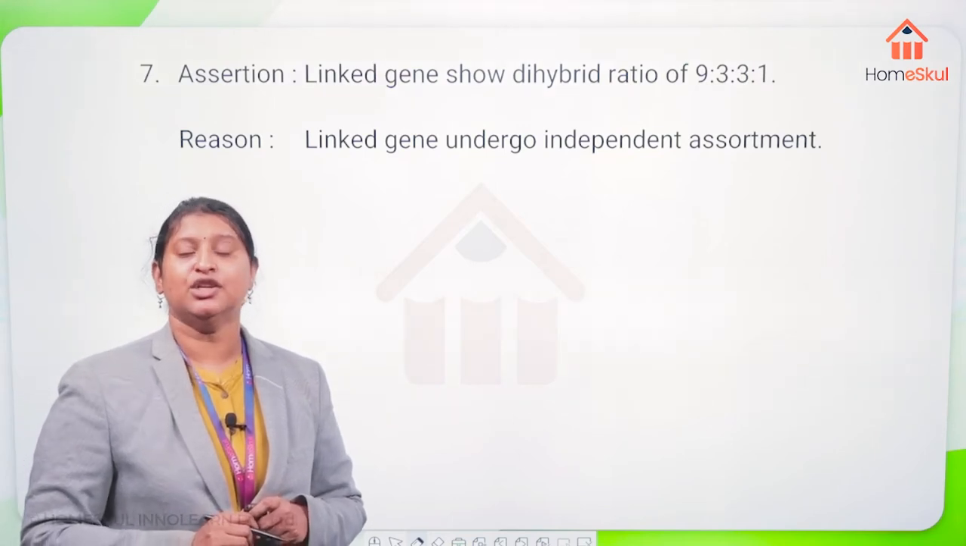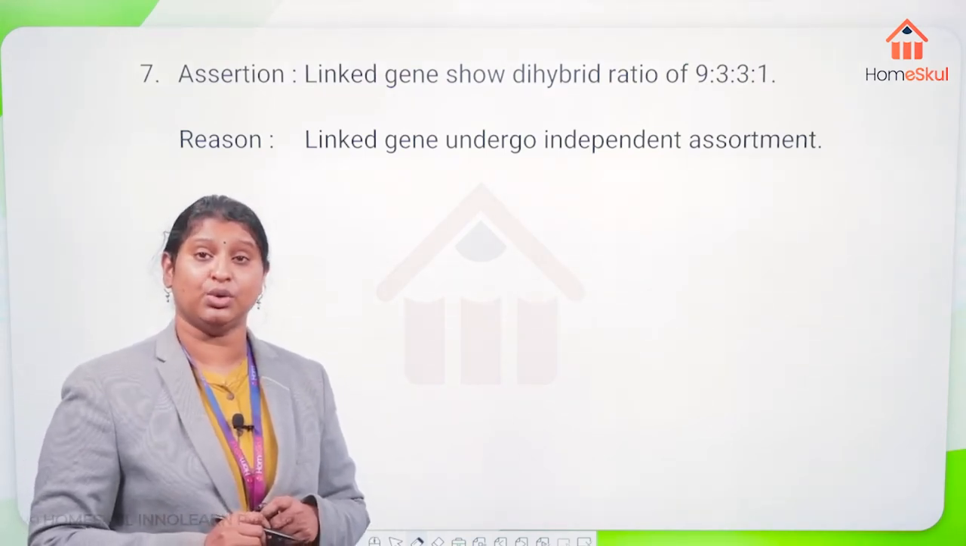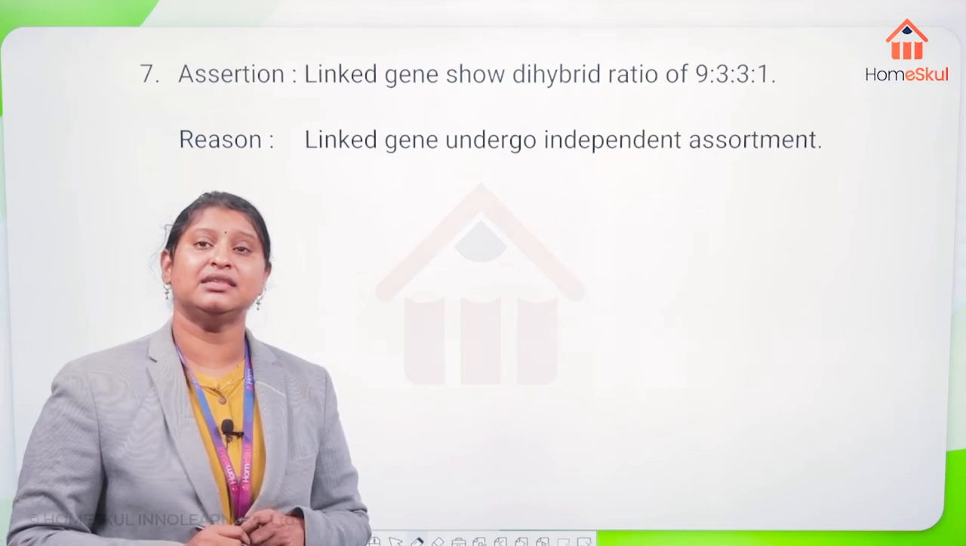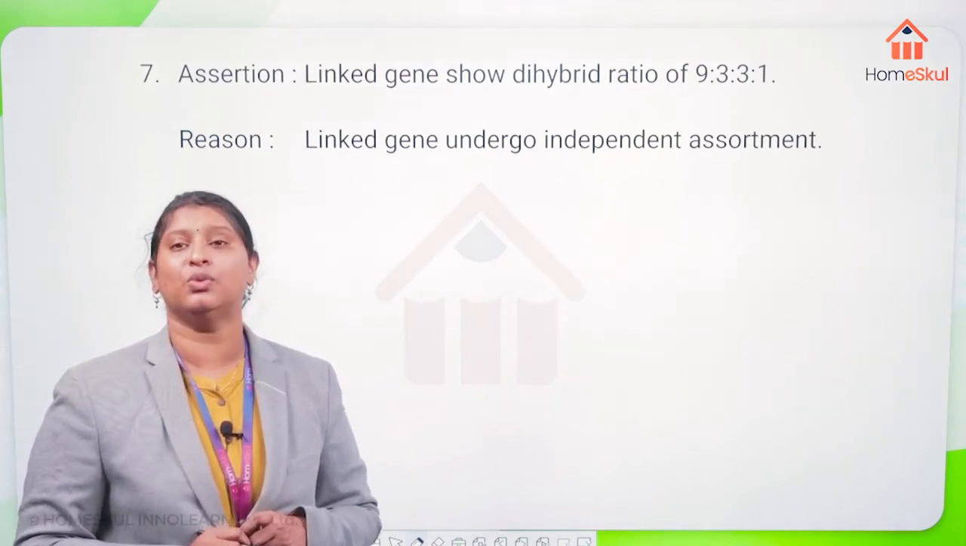Linked genes show dihybrid ratio of 9:3:3:1.